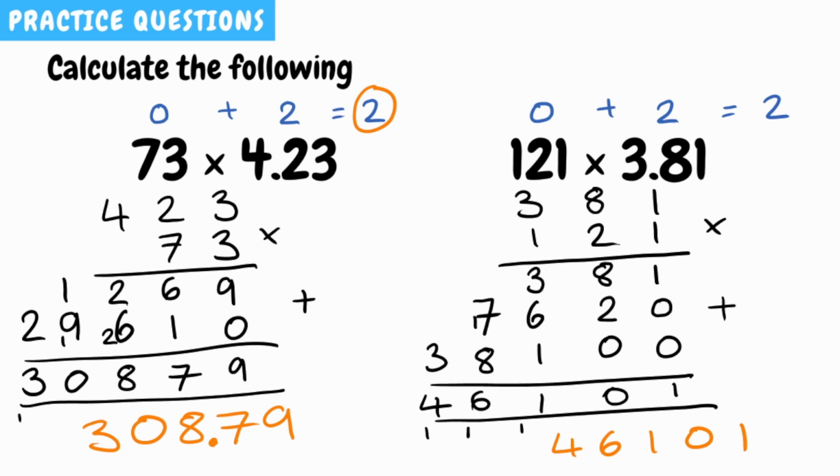Going back to what we did earlier, we know there's going to be 2 decimal places in our final answer. So that means our decimal place would go here. So the final answer to 121 multiplied by 3.81 would be 461.01. So well done if you followed along with those questions.